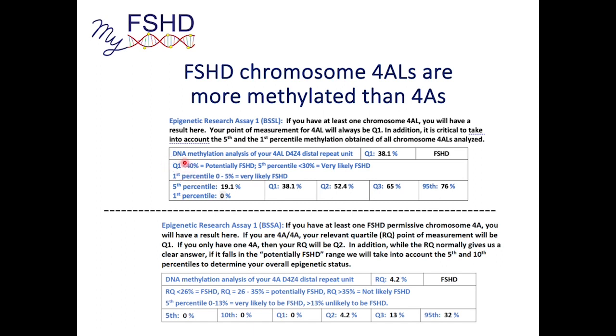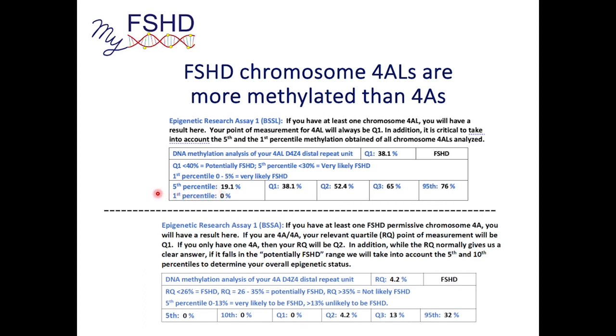We're always going to use the first quartile, and it needs just to be less than 40%, and that's an FSHD profile. Then we look at the 5th percentile, and that's less than 30%. Often that's FSHD. And then the first percentile is almost always 0 to 5%, and quite honestly, it's almost always 0%. And you never see 0%, even 0 to 5, in someone that's not FSHD linked to chromosome 4AL. You can almost use these two metrics alone to determine FSHD yes or no for 4AL.